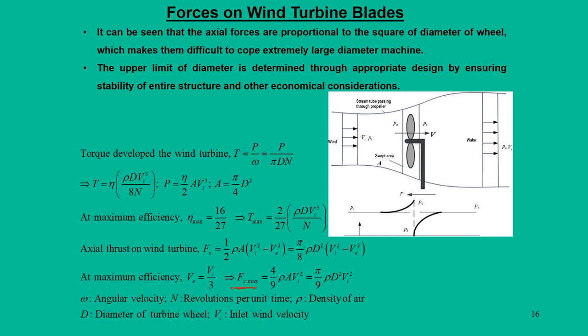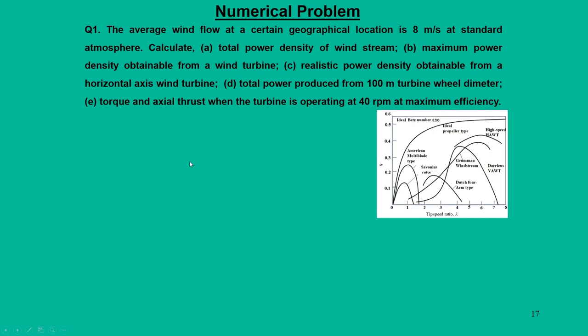So one has to make a balanced approach, and the balanced design approach is to decide the maximum structure that we can install based on the wind speed available at that particular location. For that reason, the upper limit of the diameter is determined through appropriate design by ensuring the stability of the structure and other economical considerations. Of course, geographical site location is also important. So this is all about the content that I need to deliver in this lecture.